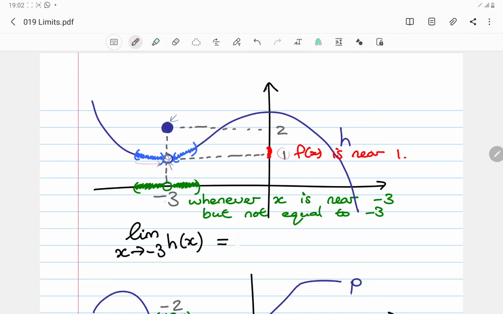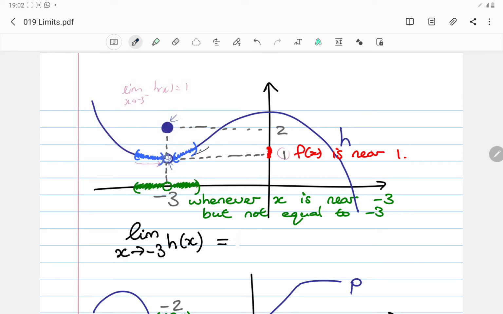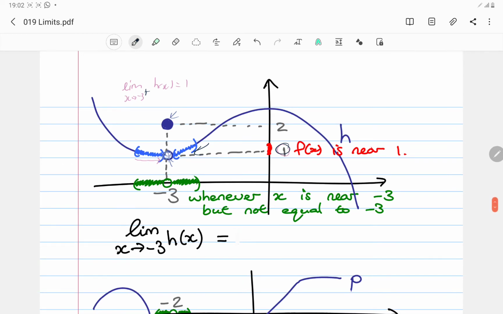So the limit as x approaches minus 3 from the left, this is how you write it, of h of x is going to equal 1. Same for the right side. The limit as x approaches minus 3 from the right, you write it the same way, but you just make it plus. That means the right is also going to be approaching the same value, 1. That means the limit exists, and the limit as x approaches minus 3 of h of x is equal to 1.